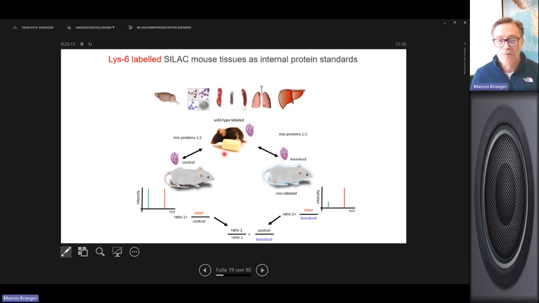So what we use is we have fully labeled the wild type mice here, and then we use the different tissues like the brain or the spleen or the lung or the liver, and in that case, we use the heart here. So we isolate the heart from the heavy mouse, and then we basically used the non-labeled wild-type mice or the non-labeled knockout mice, right?